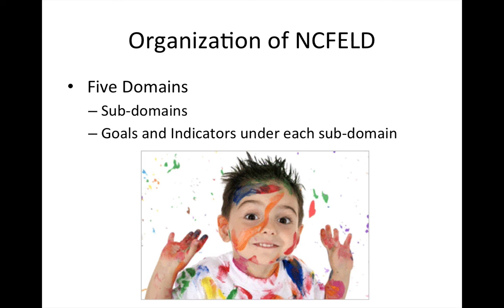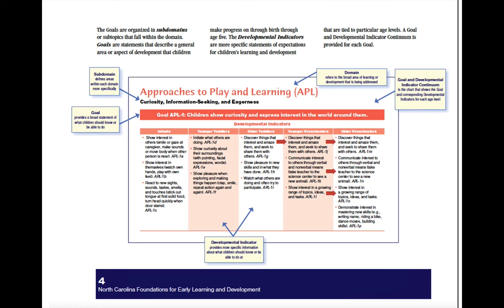Following the goals and indicators for each subdomain, there are strategies for infants and toddlers and strategies for preschoolers. I just want to make sure you understand how this is laid out. To help you understand a little bit better, let's look at page 4 in your document. This helps to lay out how these pages are used and how each one is laid out for the different areas. So let's say Approaches to Play and Learning is the developmental domain. You see that at the top.